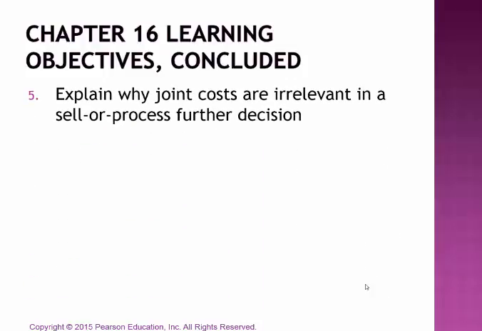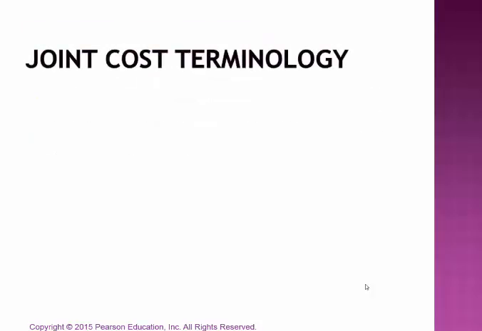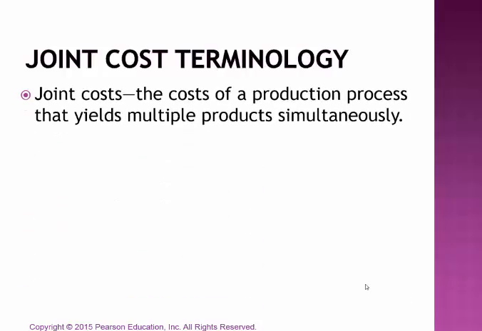We are going to explain why joint costs are irrelevant in a sell or process further decision. And we are going to learn to account for byproducts using 2 distinct methods. So let's take a look at some of the terminology. Joint costs are the cost of a production process that yields multiple products simultaneously.